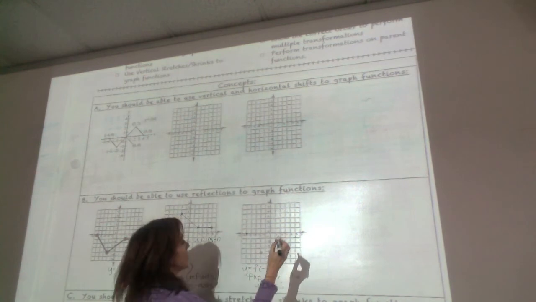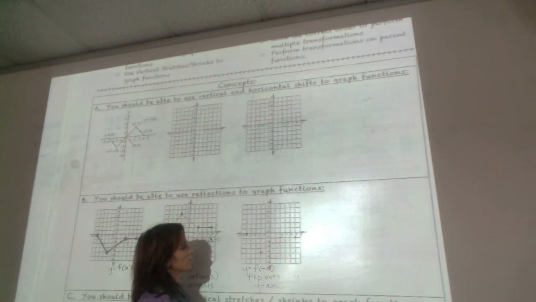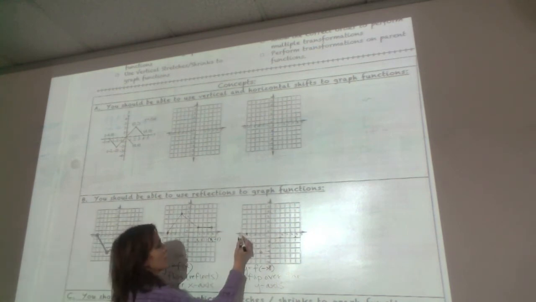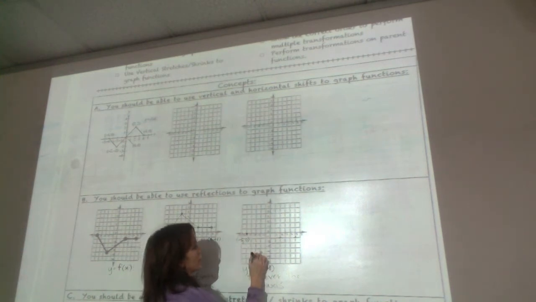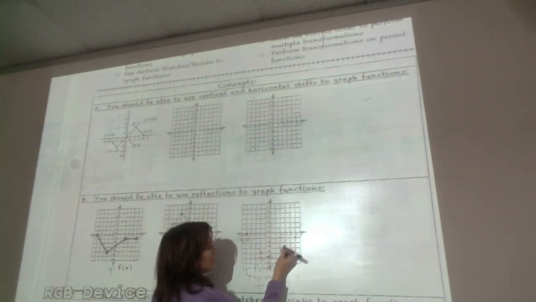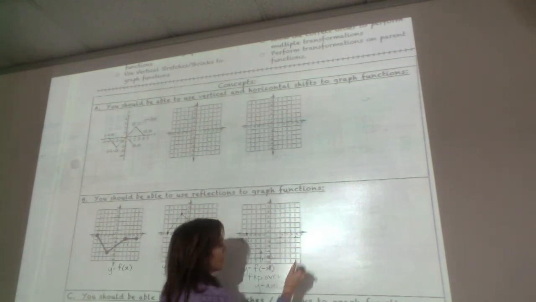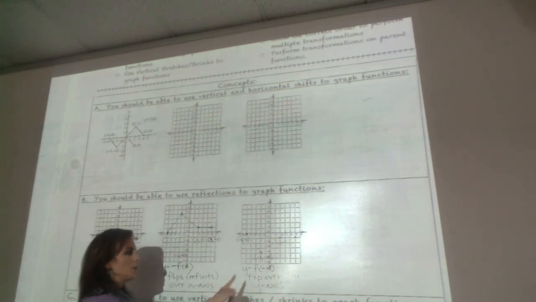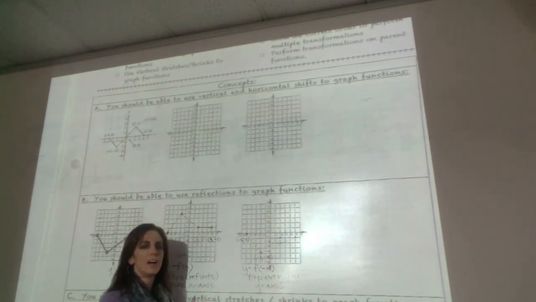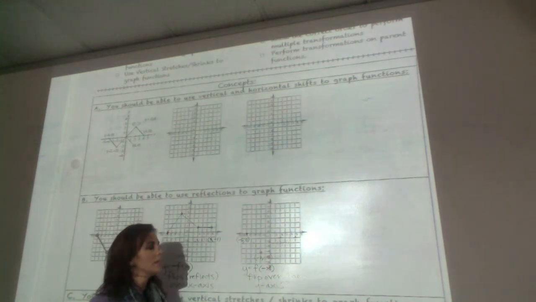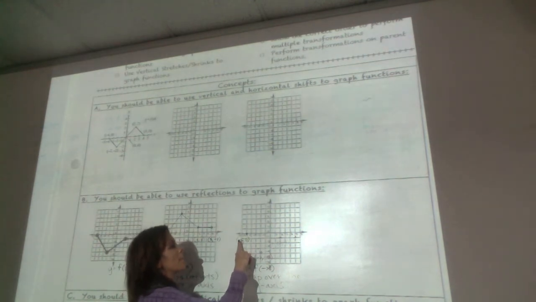Okay, so here are our original coordinates, right? And let's see, we got negative 5 and 0, negative 2, negative 4, 2, negative 1, and 5, negative 1. Okay, so for this one, notice that our x has become negative. So all of our x values are going to switch signs. So the negative 5 of the negative 5, 0 is going to become positive 5.